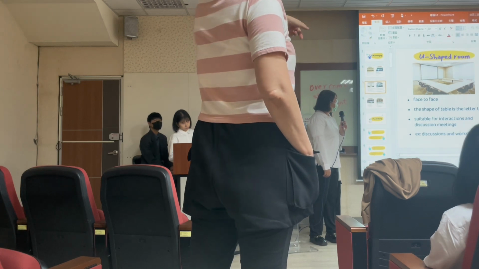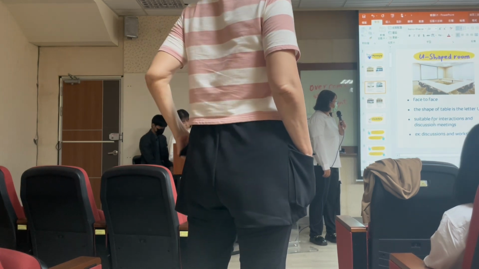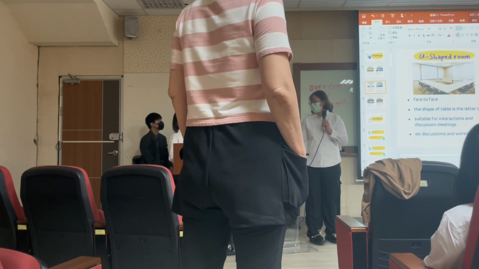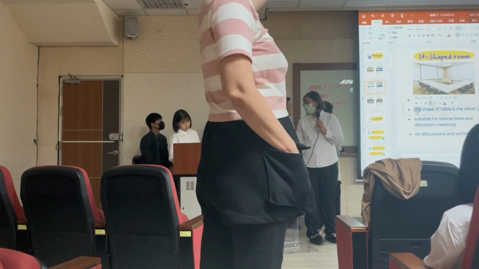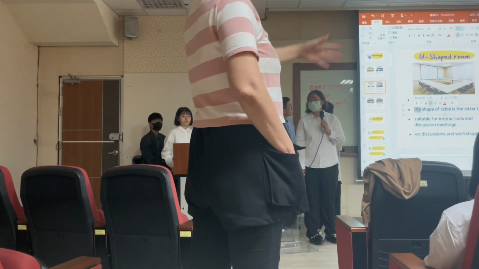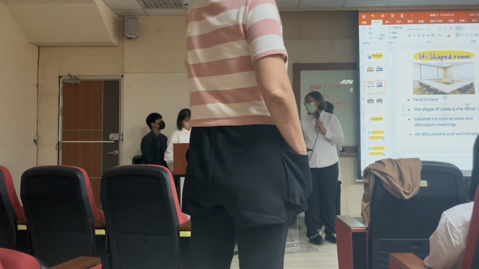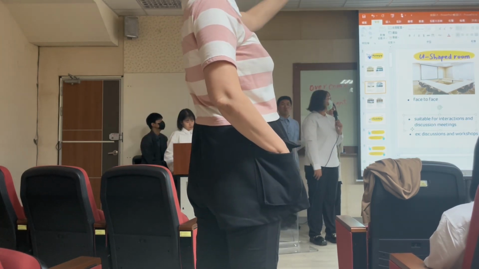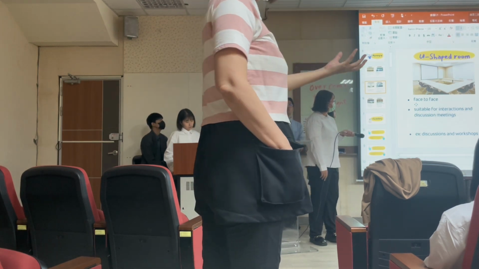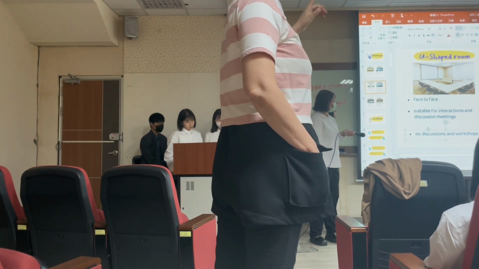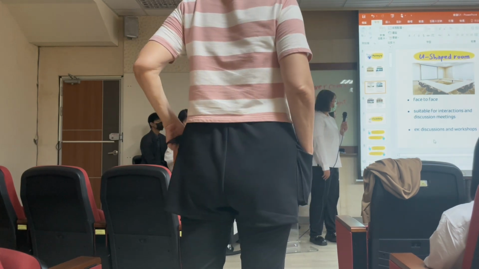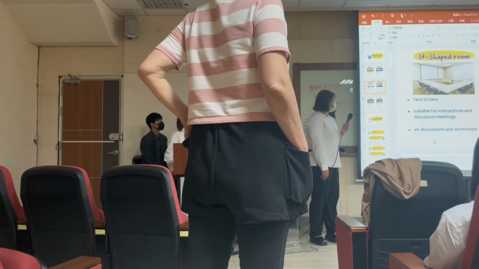And next one? Maybe the shape of the table is unnecessary. Okay, of course it's unnecessary. It's a U-shaped room. Just delete this one because you call it a U-shaped room. It has to look like a U, so that's not necessary. Delete this one. And the next one, suitable for interactions and discussion meetings.